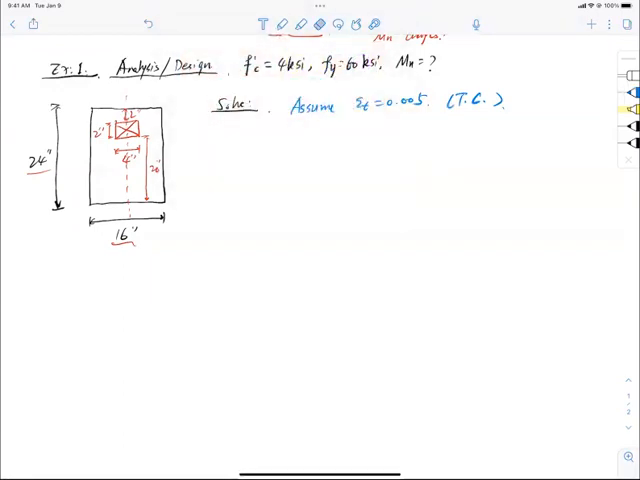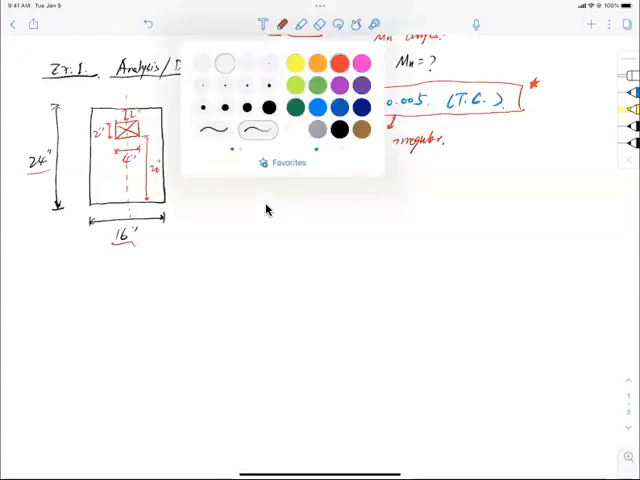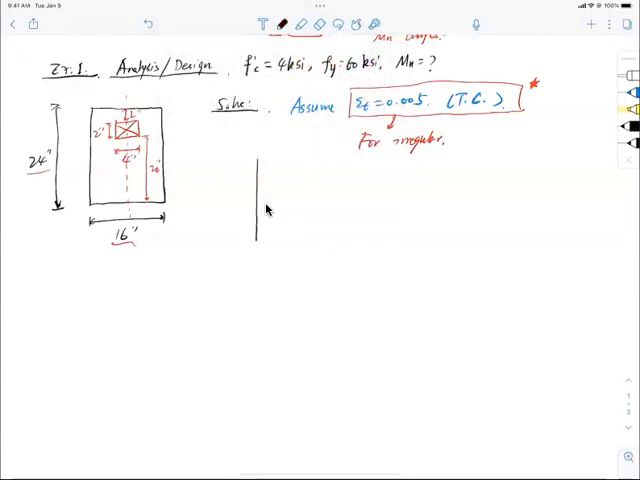For an irregular section, you always want to make sure that the section has a strain of 0.005. You have to make sure that it's tension controlled. So if it is tension controlled, now I start drawing my strain diagram. The strain diagram looks like this. Of course, this is epsilon cu at 0.003, and now epsilon s, let's set it equal to epsilon t.